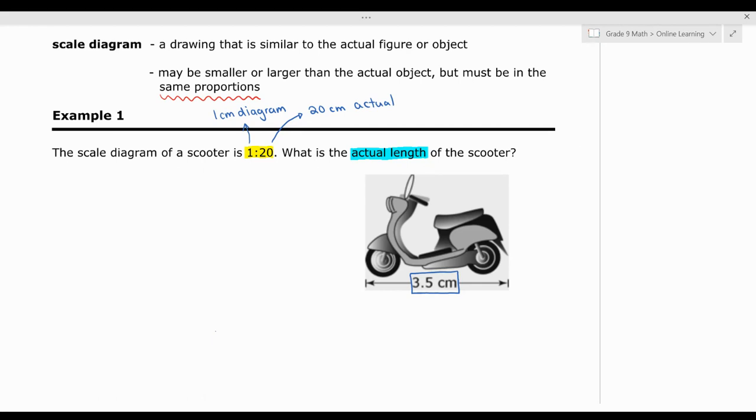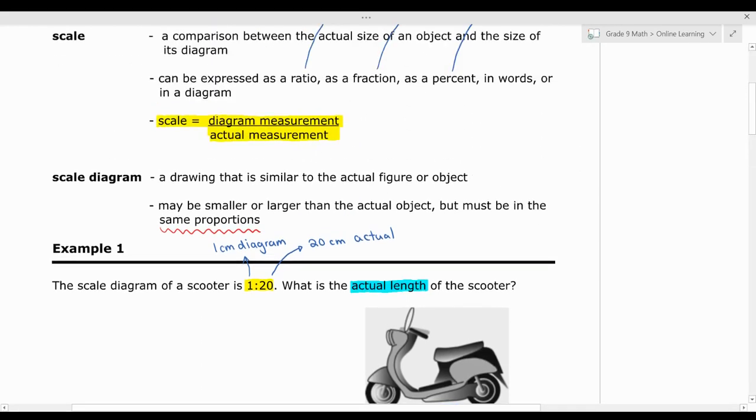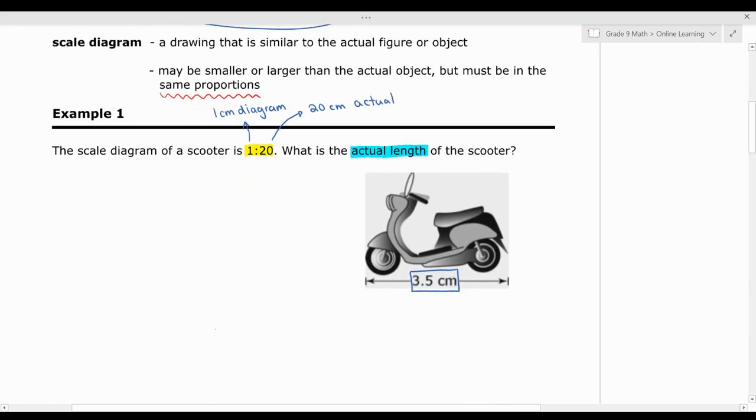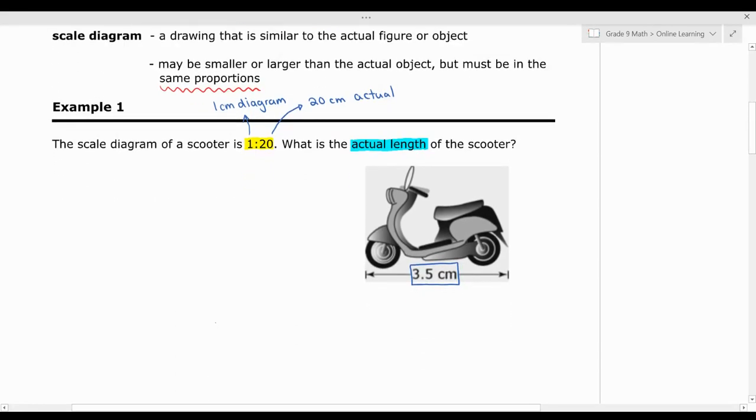Okay, so we want to find the actual length. Well, I'm going to go back up here. We had this little formula. Scale is going to be diagram measurement over actual. One way I find it easier to deal with scale factor questions and scale drawings is to set up a proportion statement, because we're used to setting those up. I'm going to point out that the diagram measurements will always go on top, and I'm going to compare that to the actual.